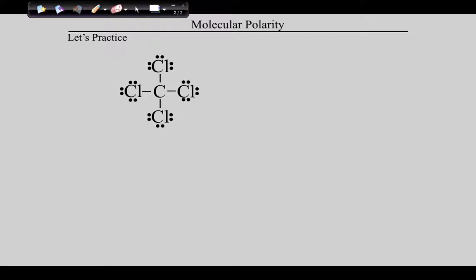Okay, so guys, what we're going to do now, step number 1, is draw the Lewis dot structure as accurately as possible. So guys, what are we going to do to redraw this so it looks tetrahedral? Nothing. That's the best we can do.